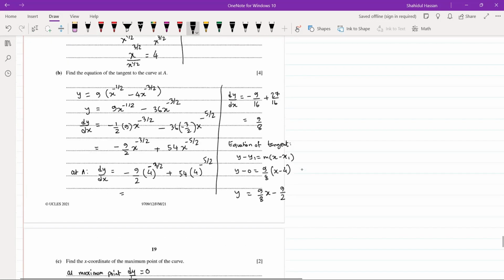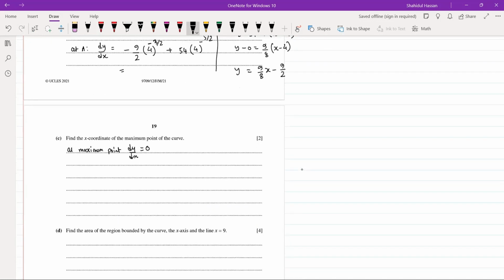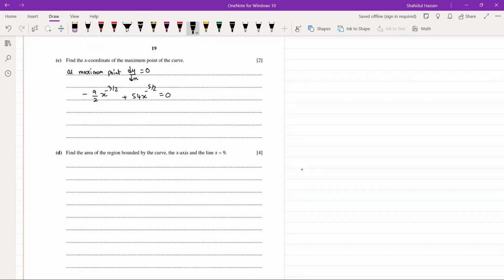I have the dy by dx function, which was minus 9 over 2 x to the power minus 3 by 2 plus 54 x to the power minus 5 over 2. All of this should be equal to 0 because at the turning point dy by dx is equal to 0. This gives us minus 9 over 2, let's write it as x to the power 3 by 2 in the denominator, is equal to minus 54.